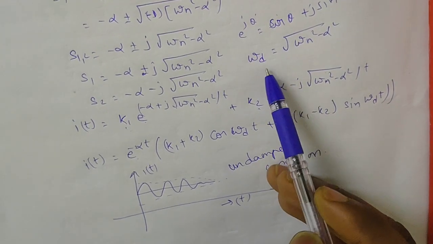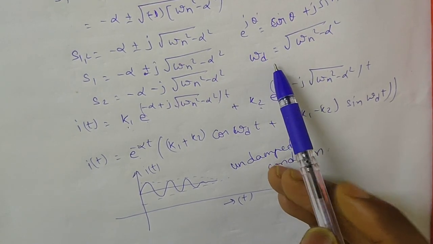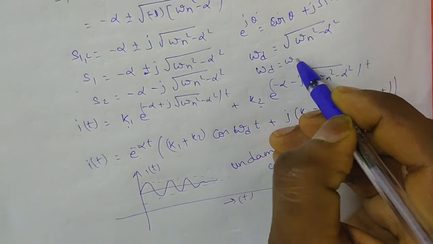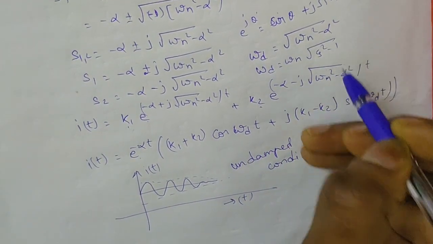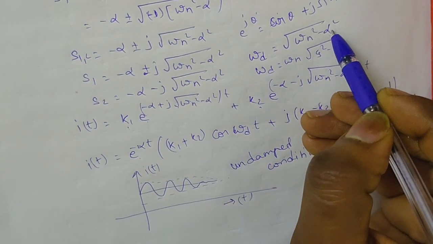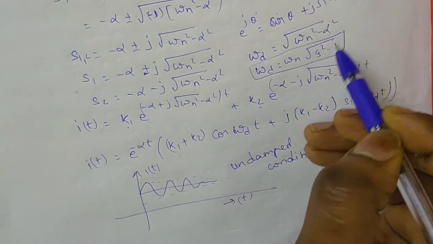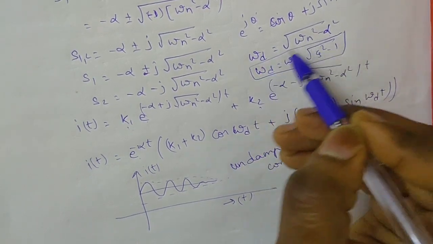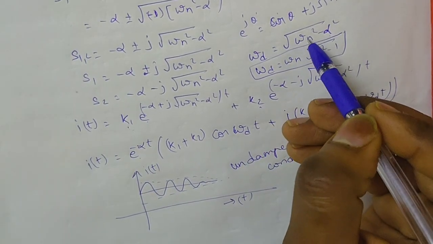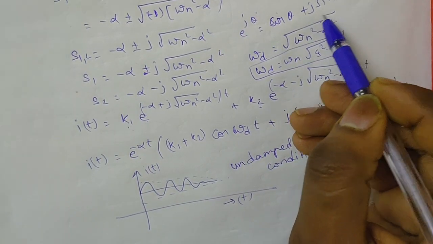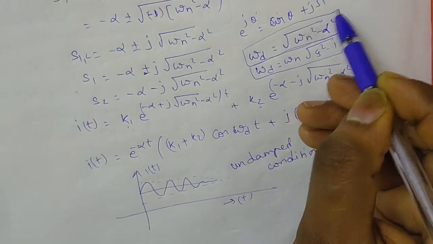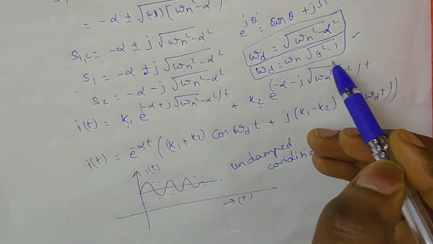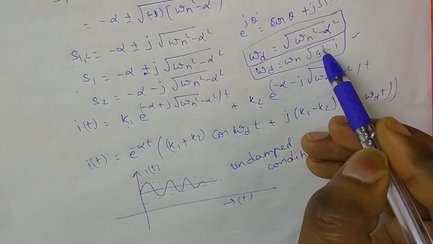One more thing, in general in all other books, omega d is equal to omega n under root of zeta square minus 1. As we are not taking it in terms of zeta, we are taking it directly in terms of alpha. So omega d is under root of omega n square minus alpha square. This is also correct for this derivation of omega d. If you split alpha as zeta into omega n, then this is correct.